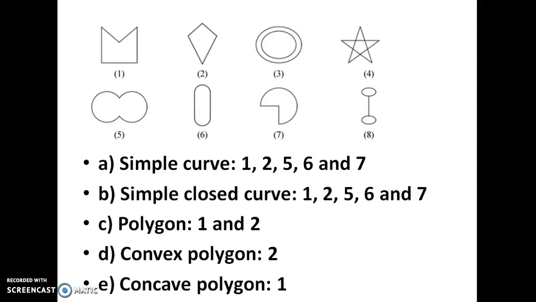Next one, concave polygon. So figure number 1. Okay, so one diagonal from here to here, it will lie outside the figure. Okay, so if any diagonal is outside the figure, then the polygon is called concave polygon.